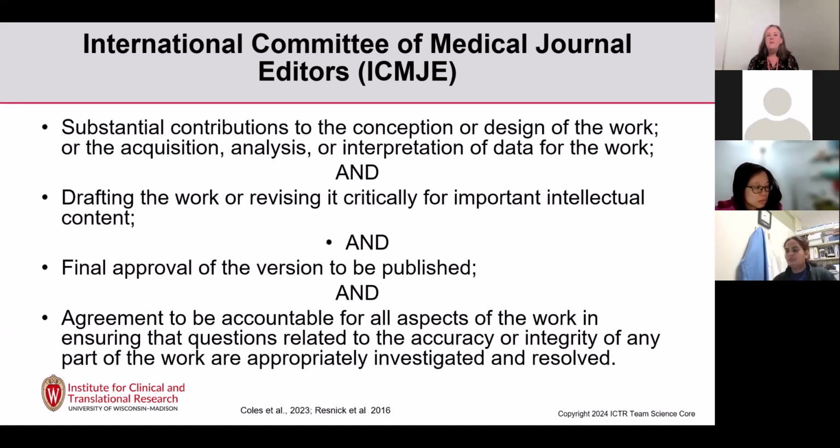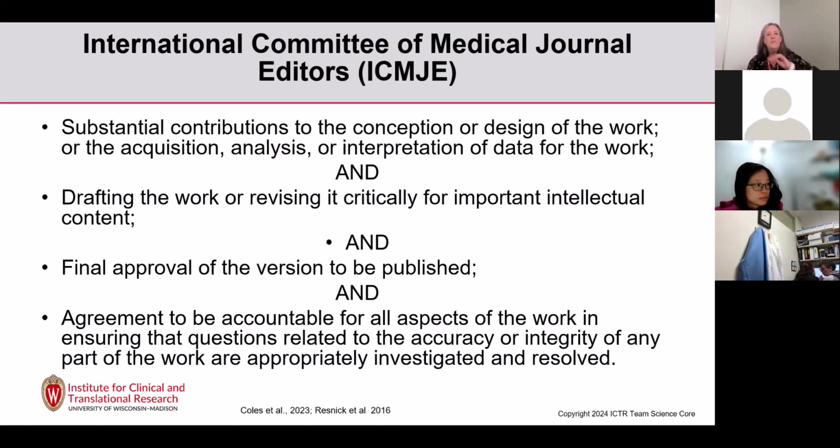And you worked on creating the paper, you're involved in the final approval of the paper, and you agree to be accountable for all aspects of the work. So these are pretty general, and these are basically helping you decide as a team who gets to be on the paper.